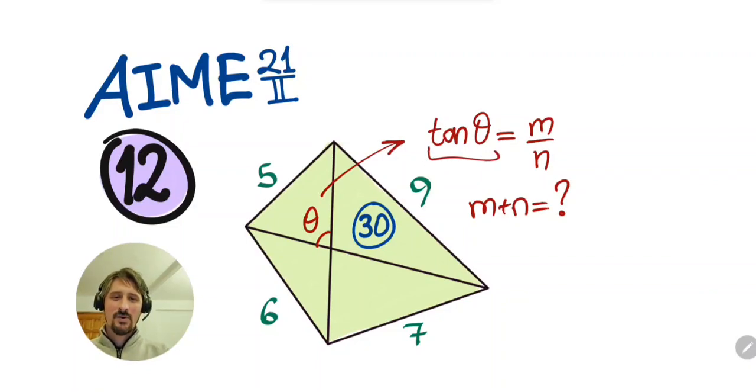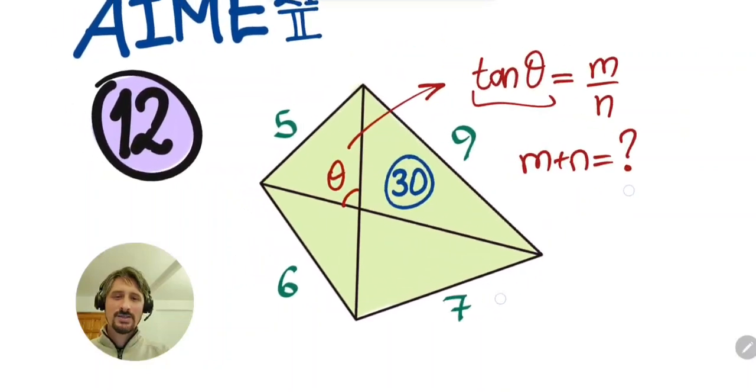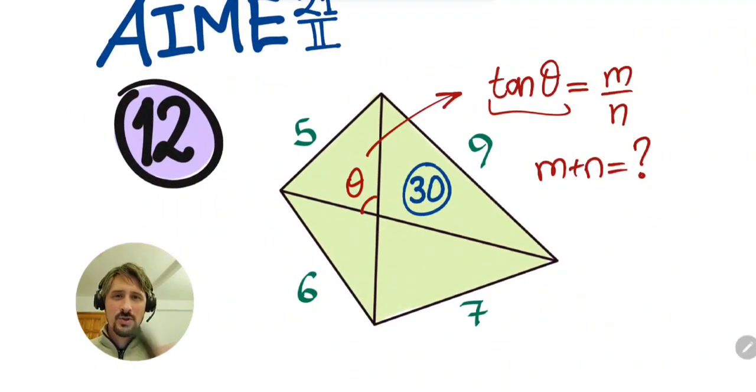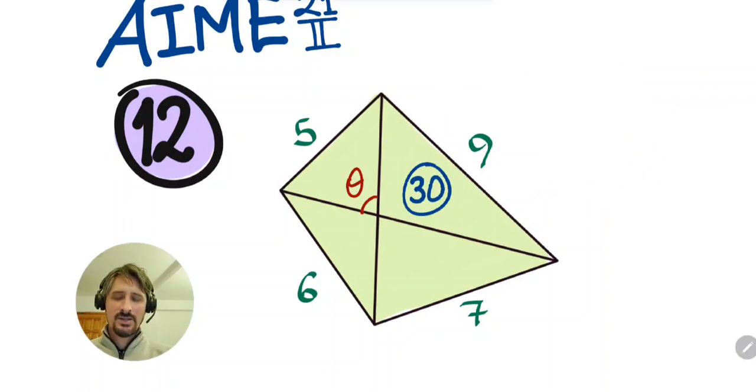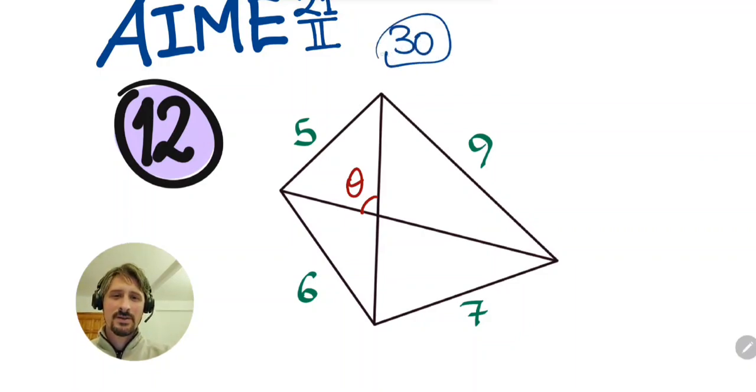Okay, so let's work it. So the idea is this. We're going to use law of cosines in multiple triangles. First, we're going to erase this part, and the area is 30. So that's another important thing. So the area is 30.